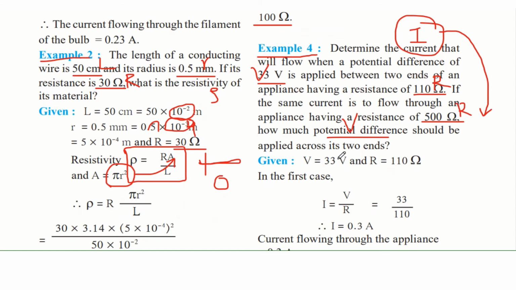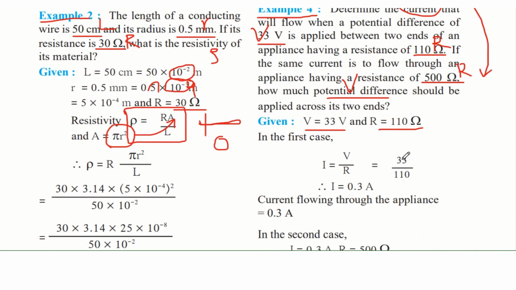So in the first case, they have given us V is equal to 33 volt and R is equal to 110 ohm, and they are telling us to find the current I. So I is equal to V upon R, and when you substitute it, we will get 33 upon 110, and you get I is equal to 0.3 ampere. So the current flowing through the appliance is 0.3 ampere.